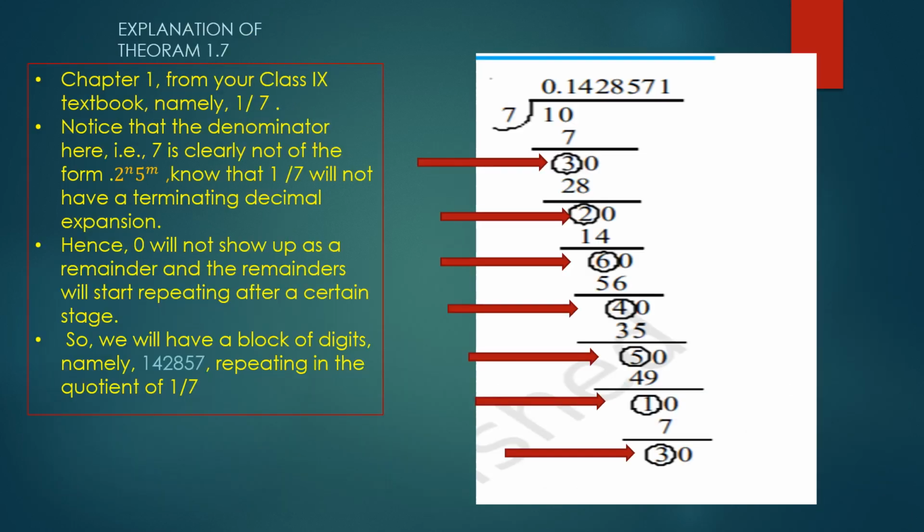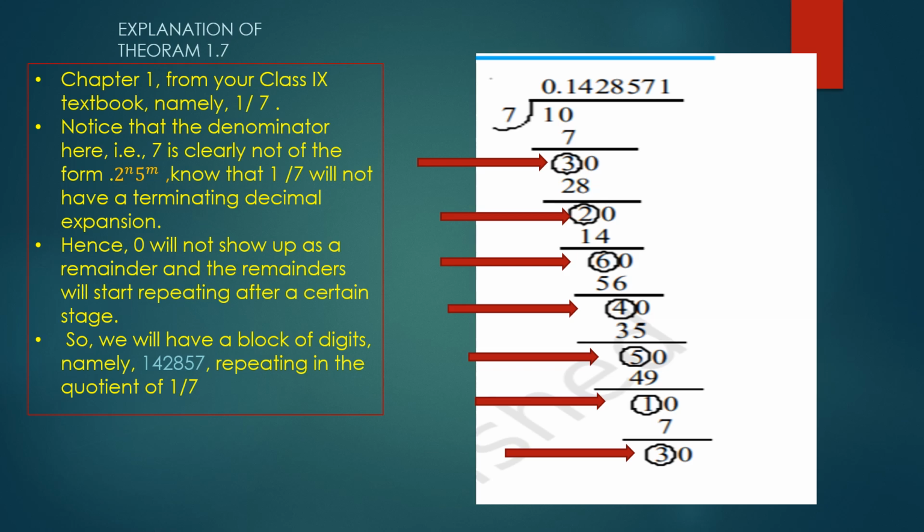Explanation of Theorem 1.7. In chapter 1 of your class 9th textbook, you have already done the division of 1 upon 7. This division, you remember, if you remember how it goes, it's already on the screen. Notice that the denominator here, 7, is clearly not of the form 2 power n, 5 power m. Know that 1 upon 7 will not have a terminating decimal expansion, and 0 will not show up as a remainder, and the remainders will start repeating after a certain stage. So we will have a block of digits, namely 1, 4, 2, 8, 5, 7, repeating in the quotient of 1 upon 7.